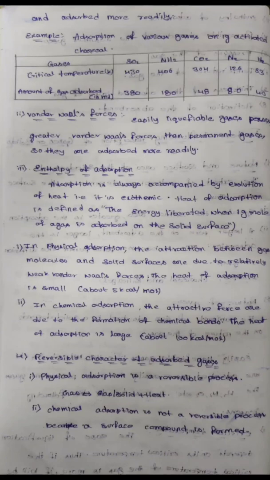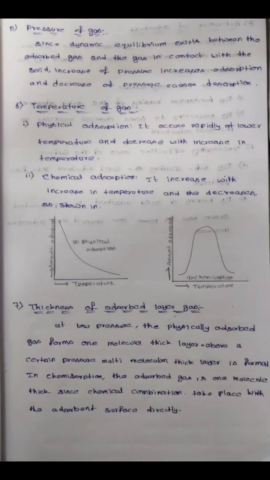Reversible character of adsorbed gases. Physical adsorption is a reversible process: gas and solid, plus heat. Chemical adsorption is not a reversible process because a surface compound is formed. Pressure of gas. Since dynamic equilibrium exists between the adsorbed gas and the gas in contact with the solid, increase of pressure increases adsorption and decrease of pressure causes desorption.